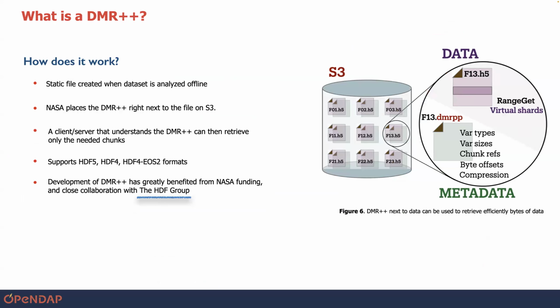How does the DMR++ work? Well, it's a static file, and we build the DMR++ by analyzing static data files, not ones that are online per se. Then we load this object, it's an XML file, into the S3 store. We put it right next to the granule it describes, and we differentiate the two by tacking on the extension .dmrpp. Pretty straightforward, really.